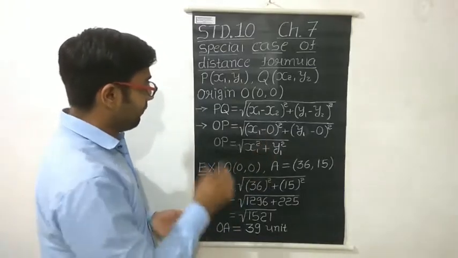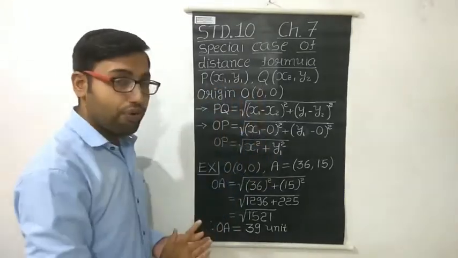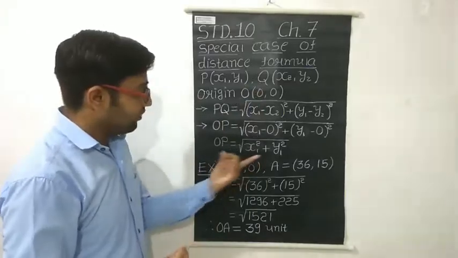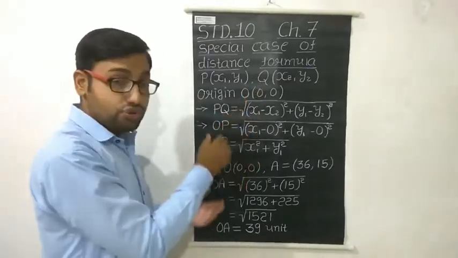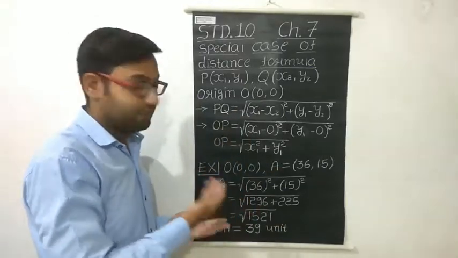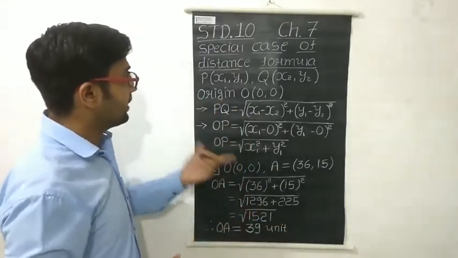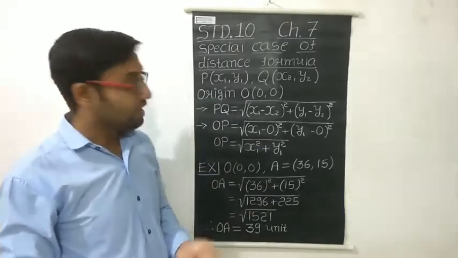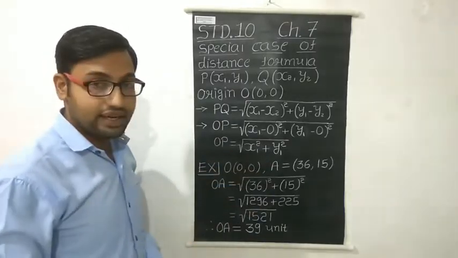Now in the same way, if we want to find the distance of this point Q from the origin, then what we get here is under root x2 square plus y2 square. Okay, so this is the special case of the distance formula. Let us understand it by taking an example.